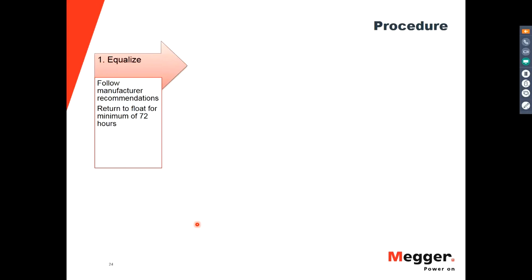And if the battery is equalized, it needs to float for a minimum of 72 hours prior to running the test. This means that if you need to start the test or rerun the test for any reason, then you have to wait for the battery to reach the fully charged condition. And once it reaches that condition, you have to wait for 72 hours for it to float, and then you can run the test.